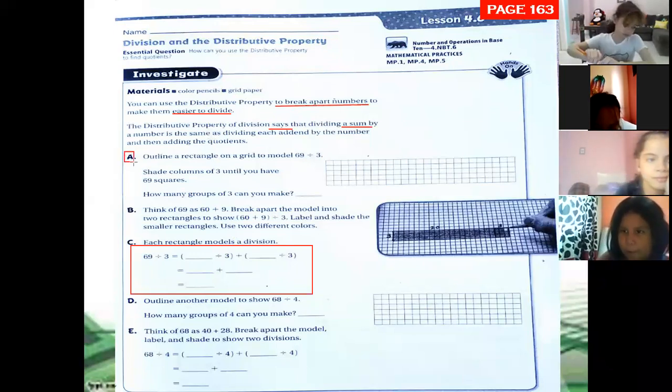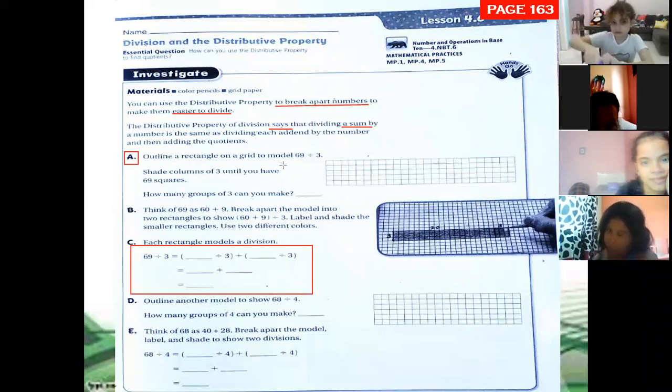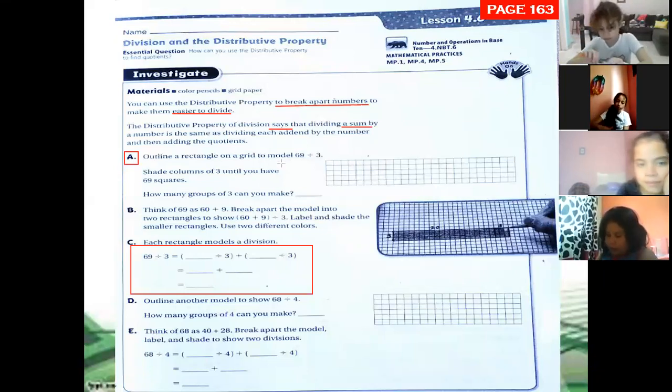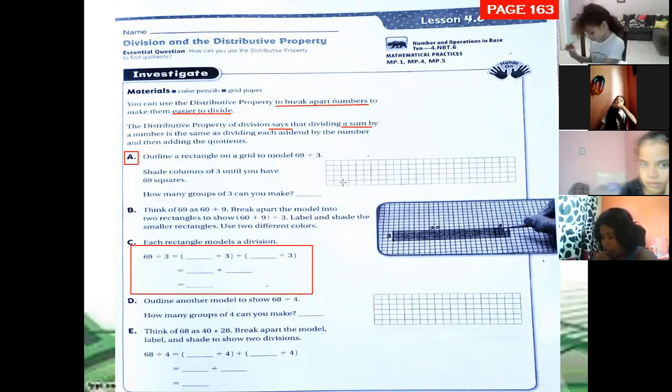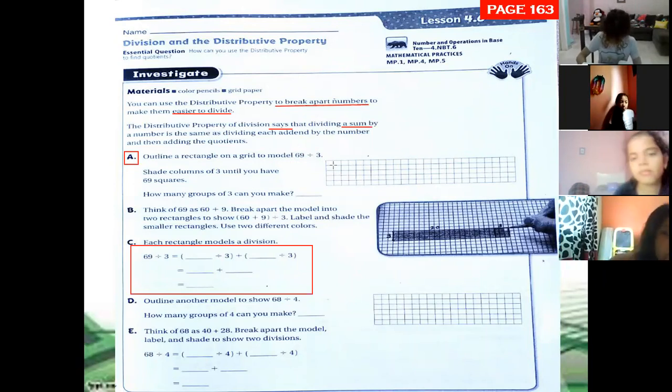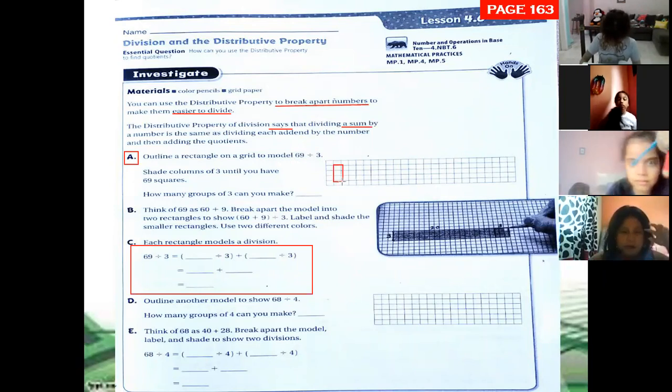Now, letter A, outline a rectangle on a grid to model 69 divided by 3. What do we have to do? We have to make a rectangle to represent 69 tiles. If we count by 3, because this one has three tiles.